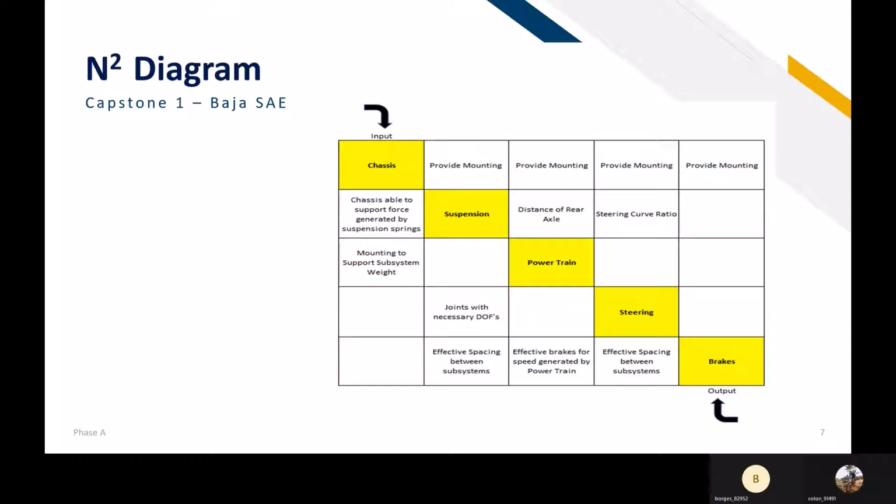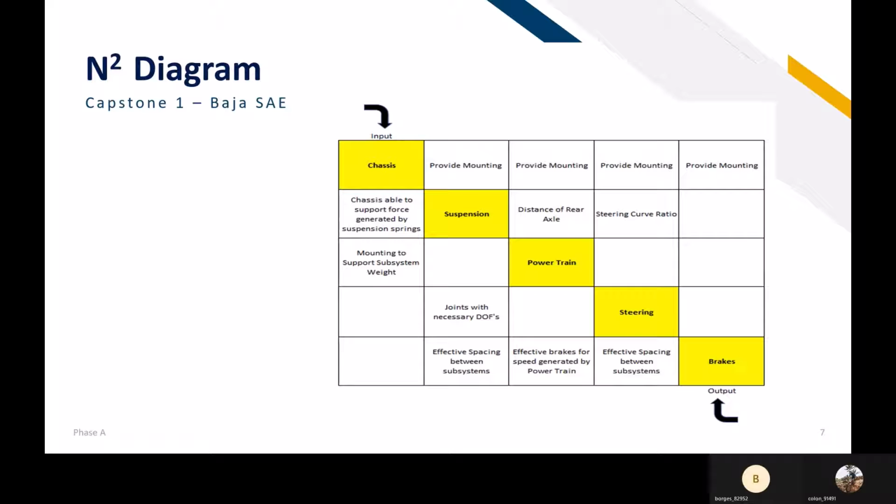That's why it will act as input in each of them. The distance of the rear axle has an output on the suspension and an input on the powertrain, because the position of the powertrain must be one of the considerations for suspension position and initial design. The steering curve ratio also has an output on the suspension and an input on the steering. That's because when the system is assembled, we will be able to calculate the angle of the wheel when the vehicle is doing a 360-degree turn.